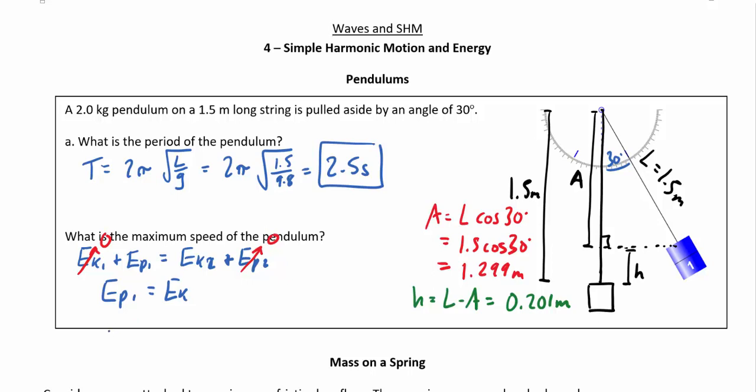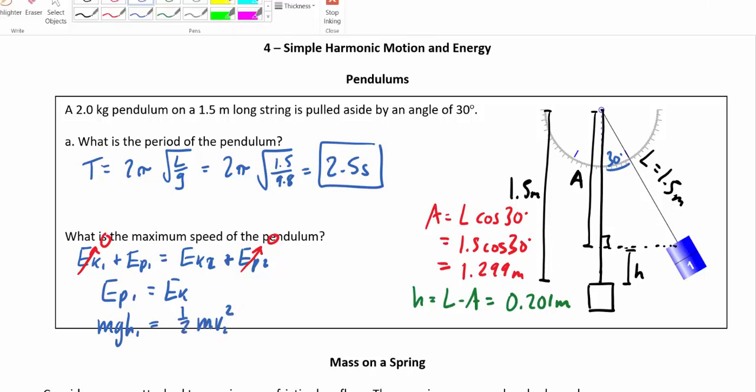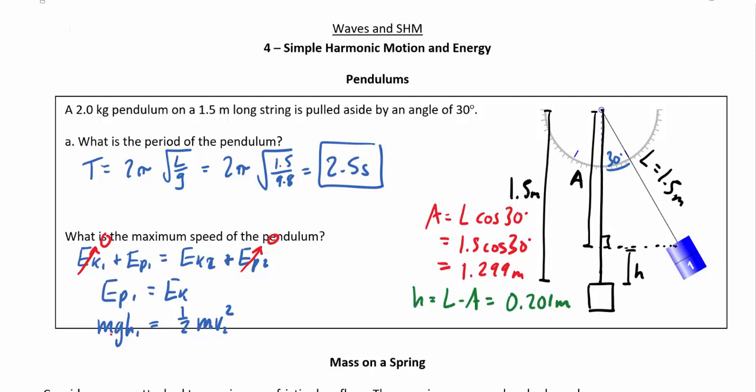Substituting in our formula for EP and EK, we have mgh1 is equal to 1/2 mv2 squared. And we notice again that the mass of the pendulum is irrelevant in terms of its speed. And then solving for v is equal to the square root of 2gh. Plugging in our values, 2 times 9.8 times our height of 0.201, we end up with a speed of approximately 2.0 meters per second.